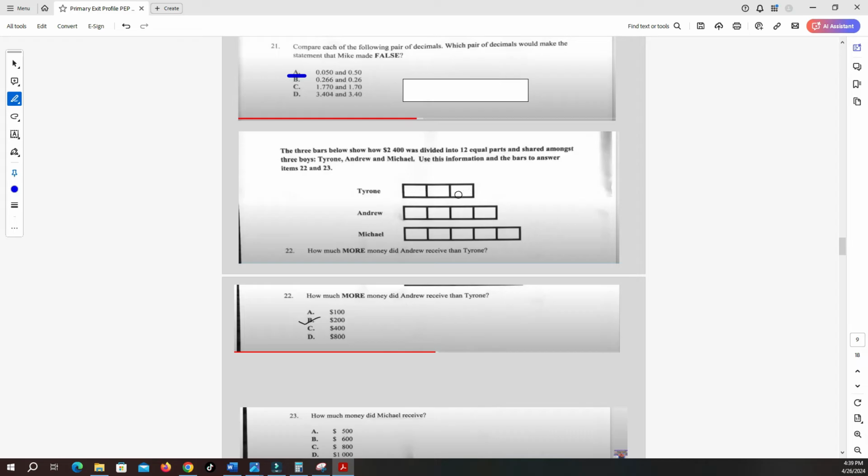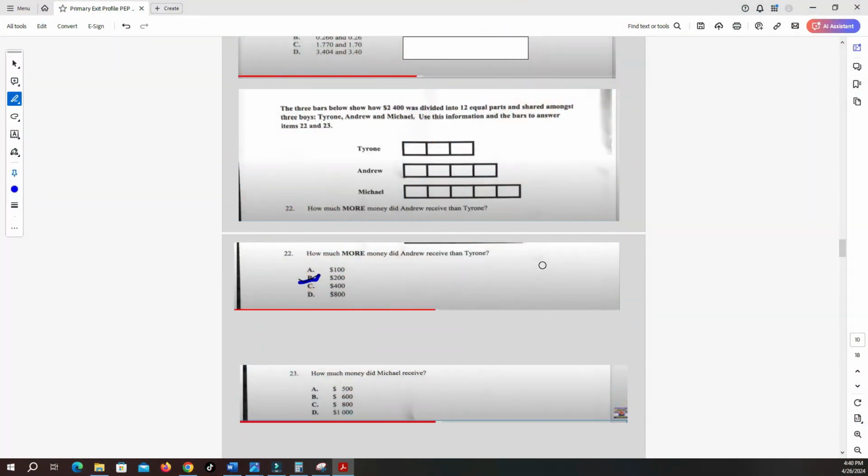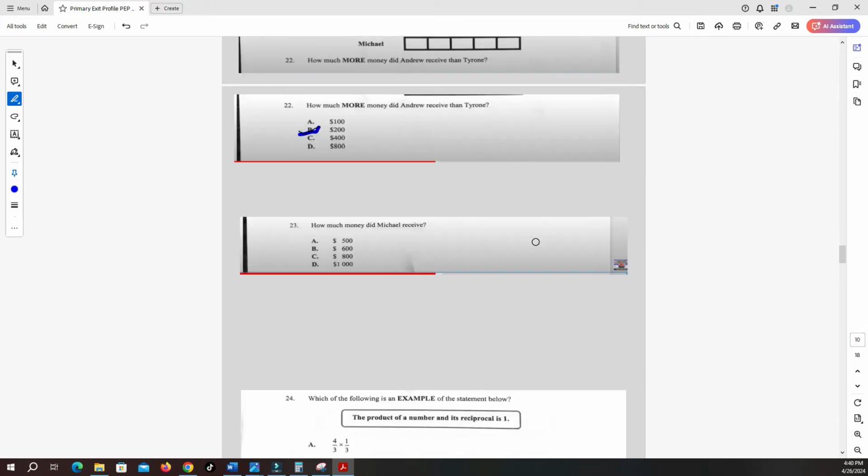So 2, 4, 6. So Tyrone has 6, and Andrew has 8. So this is 10, this is 8, this is 6. How much more money did Andrew receive than Tyrone? 2, 4, 6, 8. So 8,000, 2, 4, 6,000. Sorry, it would be 200 more. So I will definitely choose the answer 200.